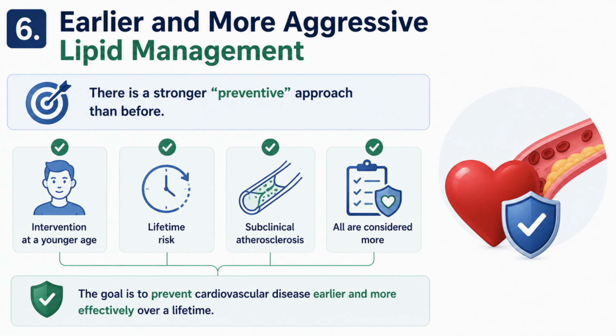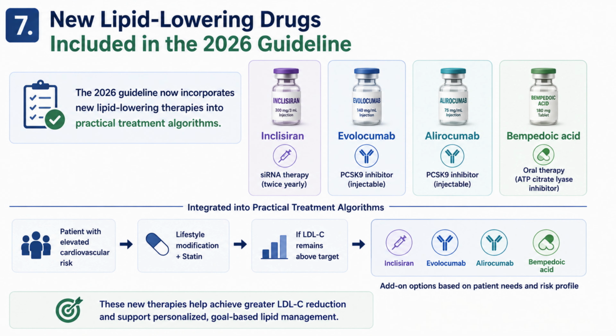The next update is earlier and more aggressive lipid management. Even if a patient's 10-year cardiovascular risk is low, lipid management should be started at an earlier age to help prevent subclinical atherosclerosis. The next update is that new lipid-lowering therapies have now been incorporated into the guideline.